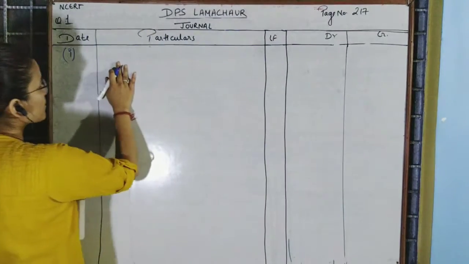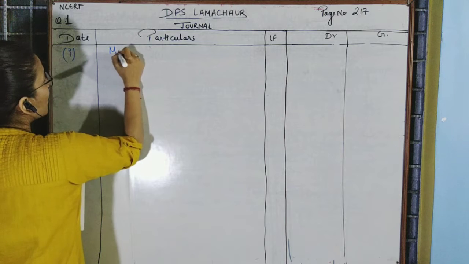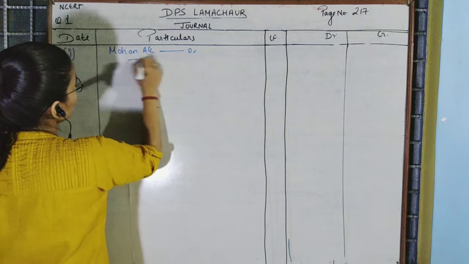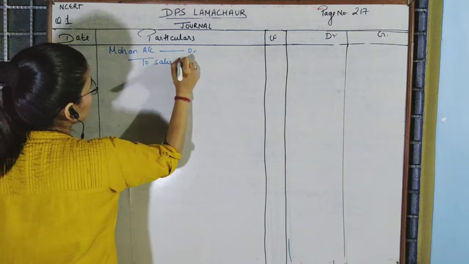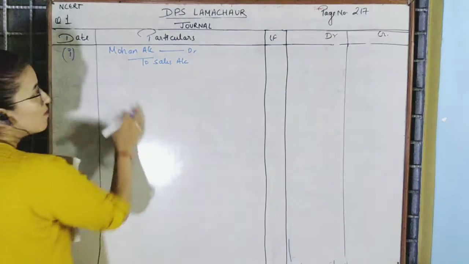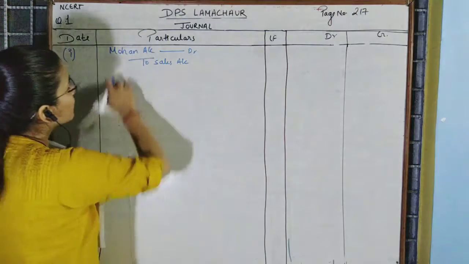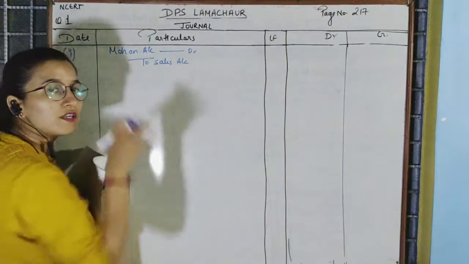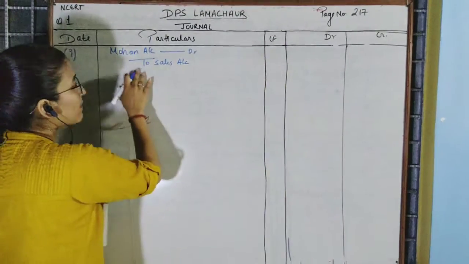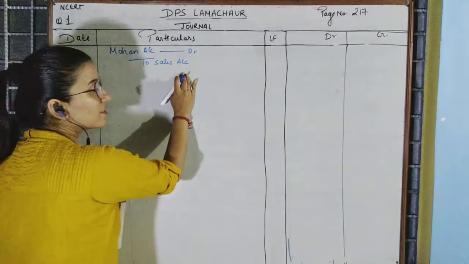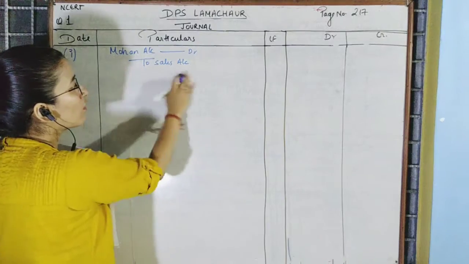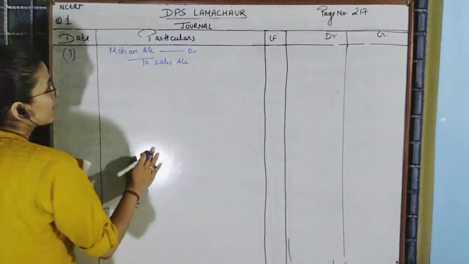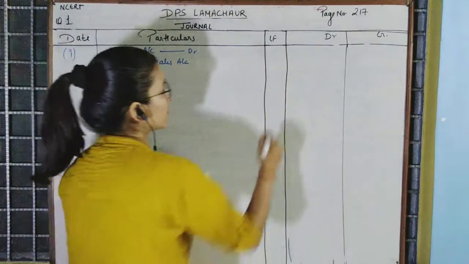So journal entry for this transaction will be Mohan account debit to sales account. As we know, Mohan is a personal account, and the rule for personal account is debit the receiver. So here Mohan is receiving the goods, that is why we will debit Mohan's account. Sales is treated as income. According to the nominal account rule, incomes and gains are always credited. So here the amount is 7,000.